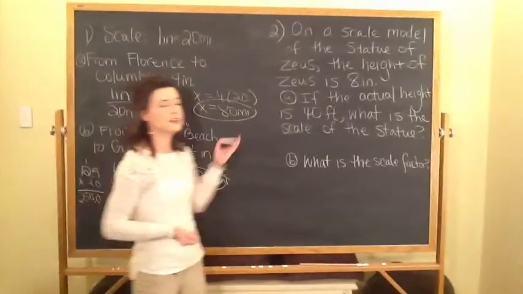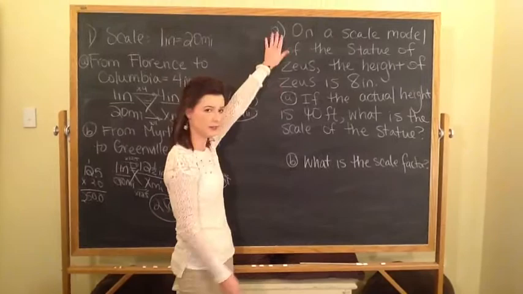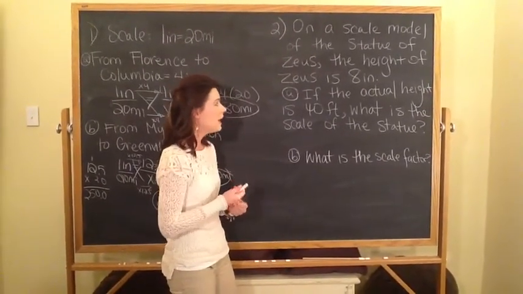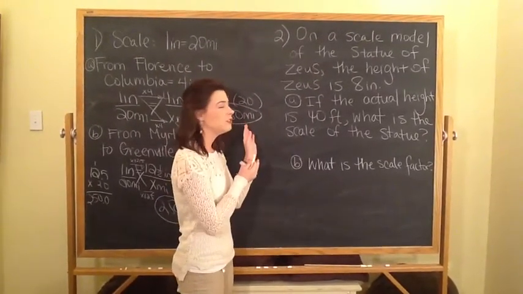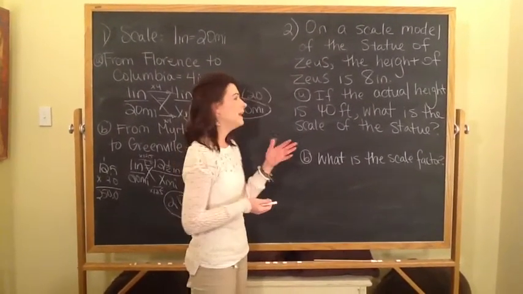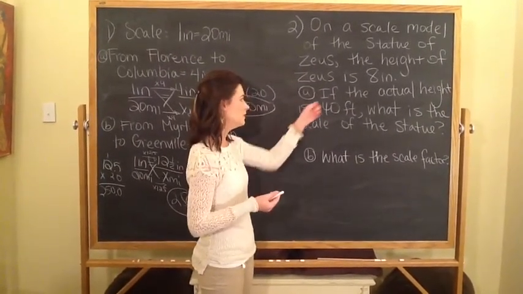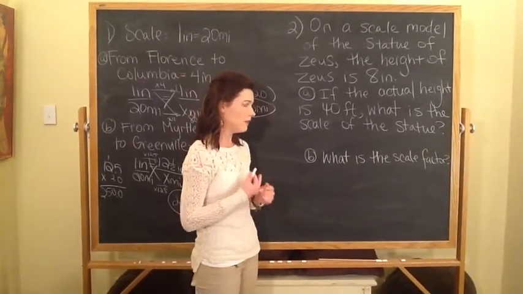Alright, let's go ahead and look at example number 2. We have 2 parts to this one as well because both of these have to do with this information up here. So on a scale model of the statue of Zeus, the height of Zeus is 8 inches. So let's use that information. If the height of the model is 8 inches, we're going to figure out what the scale is between the two. So if the actual height is 40 feet, what is the scale of the statue?